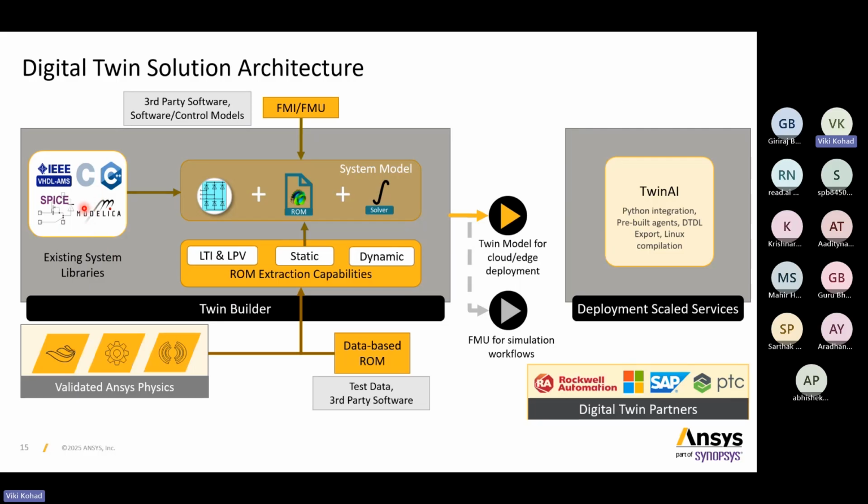By using those existing libraries, you can first make the ROM model, and then you can deploy this ROM model into platforms like Rockwell Automation, SAP. These are the partners for the digital twin deployment. Or you can deploy your ANSYS Twin Builder model into another simulation software. For that, you have to convert your digital twin model into a functional mock-up unit, and this FMU you can transfer to another third-party software or another simulation software which supports the digital twin capability.